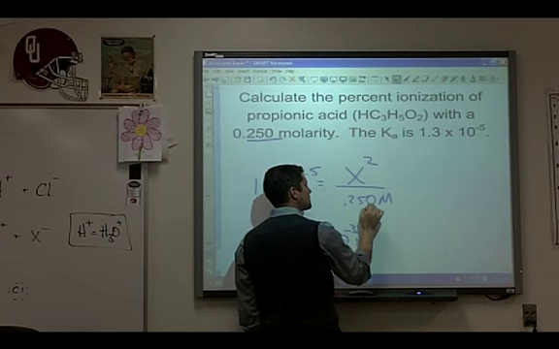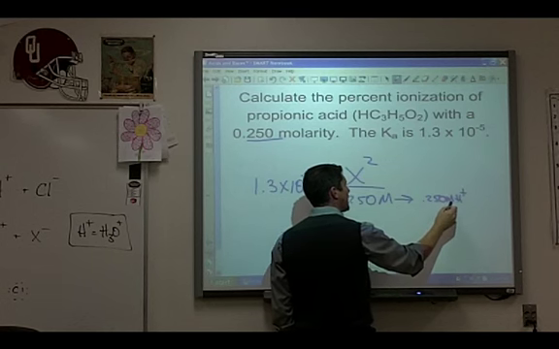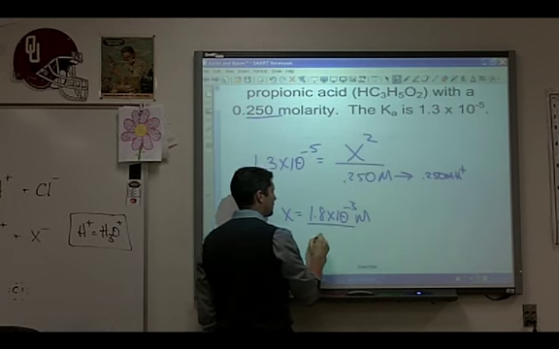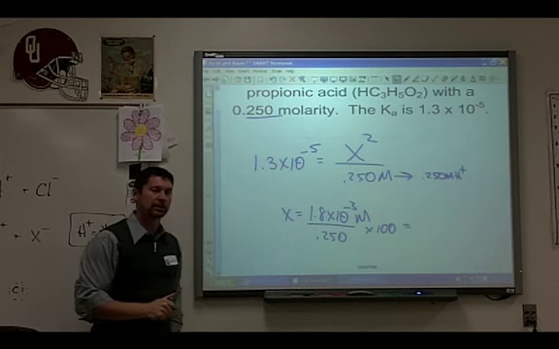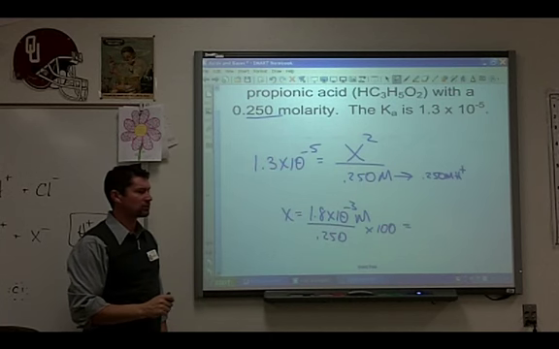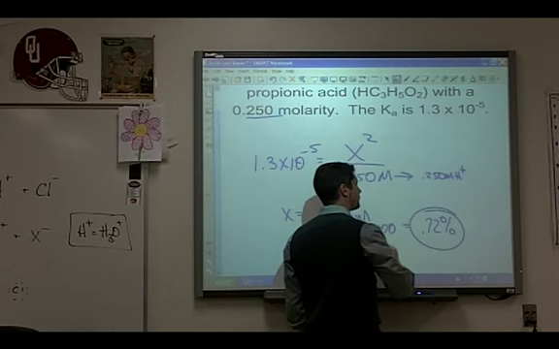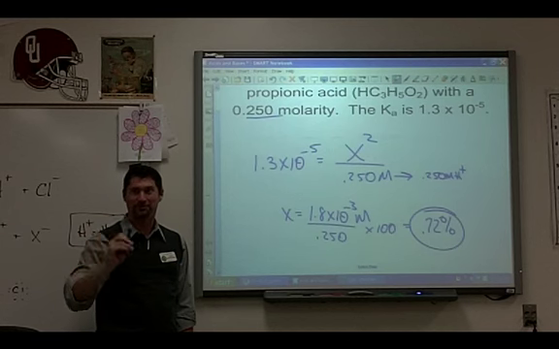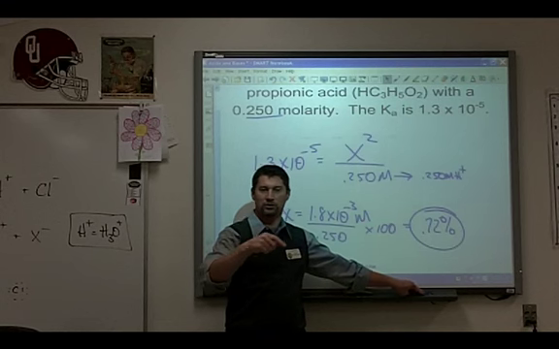Remember, if this was a strong acid, it would give off 0.250 molar H. It did not. It gave off this. So take this and divide it by that times 100, and that will give you your percent ionization. What do you get? 0.72%. Okay? You guys handle that? So those bonds are really strong between the hydrogen. Correct. Because the stronger the bond, the weaker the acid.